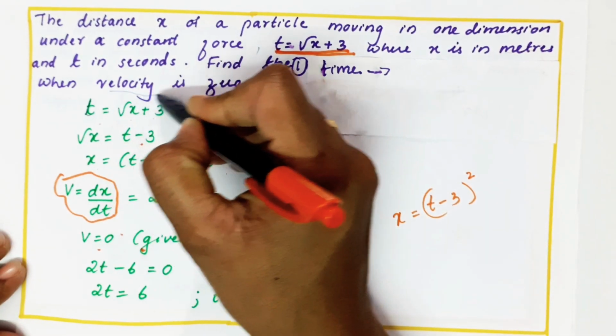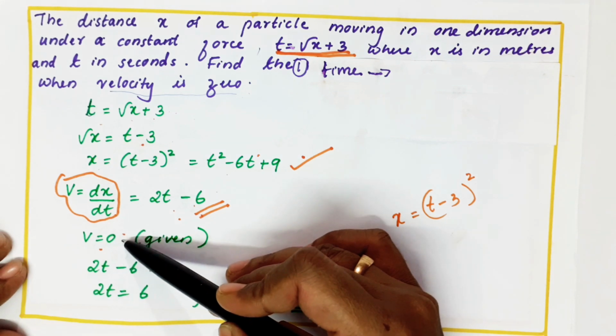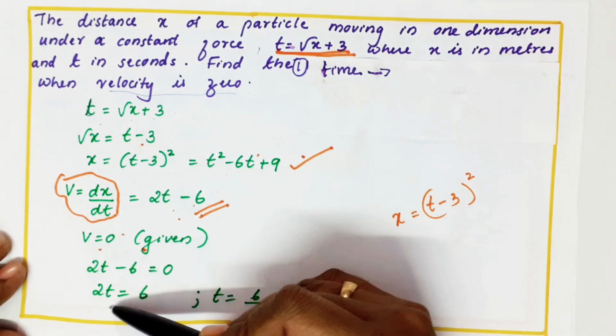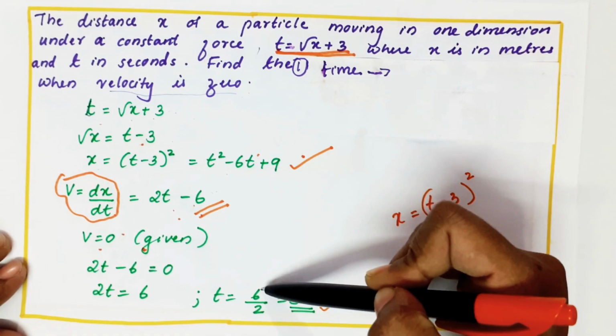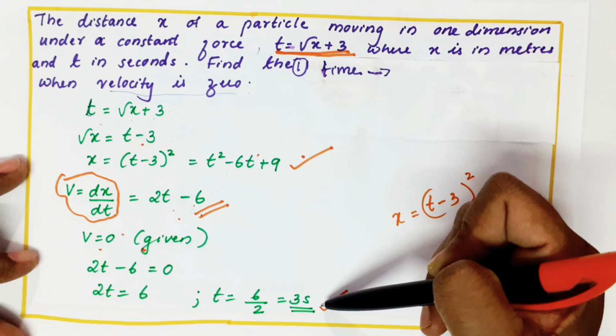They gave it in the question, the velocity is 0. So, I am just equating v equal to 0. Then, 2t minus 6 equal to 0. 2t equals 6, t equals 6 by 2. That is 3 seconds. Okay.